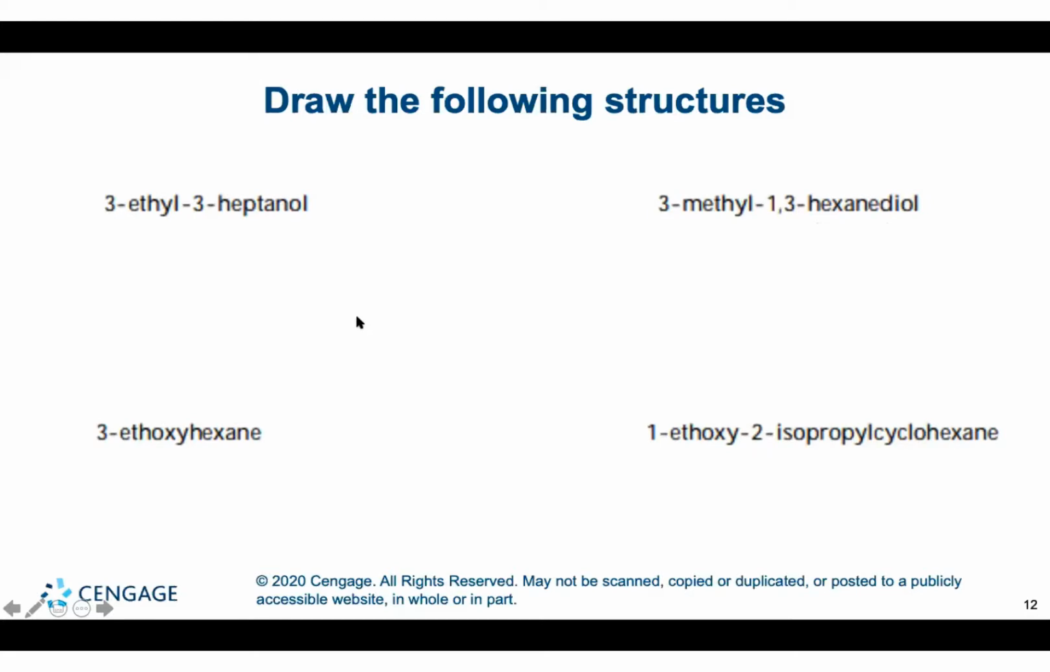In another way or another questioning, I can tell you to draw the following structures. So let's draw the following structures. Here is 3-ethyl-3-heptanol. Make sure, guys, you look at the last part. The parent name is heptanol, right? So it says that you have 7 carbons in the parent name. So you can first draw 7 carbons, then on carbon 3 put the OH group, and again on carbon 3, put the ethyl group.